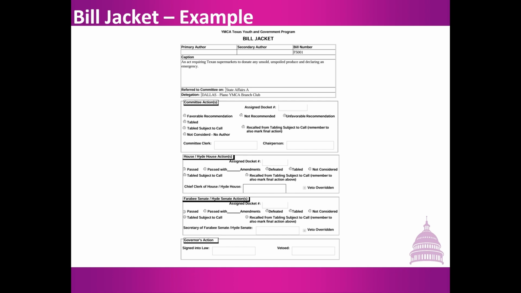If the bill author is not in attendance when it's their time to present, for instance, if they're in the bathroom, the motion should be tabled subject to call so that the bill author may present later down the docket after they return. If the bill author isn't present during the entire committee, please check not considered, no author. Both the clerk and the chair will need to sign the bill jacket.